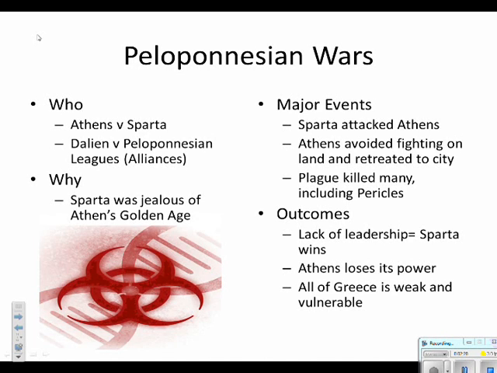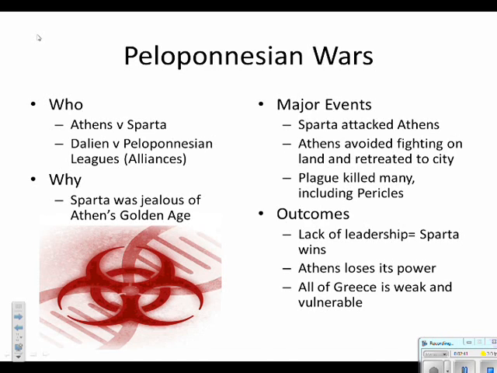A plague is a sickness. It's going to kill many people, including Pericles. This is going to leave Athens without their major leader. Remember Pericles with all those goals and ideas about democracy. Make sure you go back and read his funeral oration for the early part of the Peloponnesian Wars, as it gives some good ideas about the direct democracy he wanted. But without his leadership, Sparta's going to win the war.